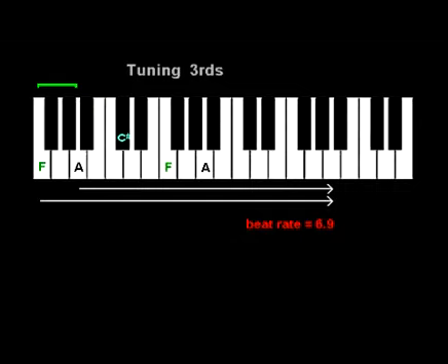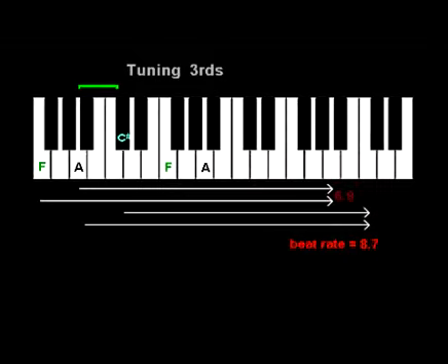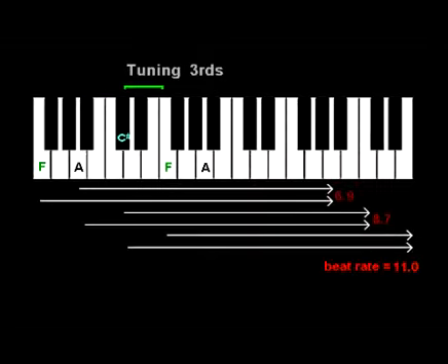As you go up the keyboard, since pitches get higher, so do the beat rates. One of the tools that a tuner uses is what's called the ladder of thirds, where each successive beat rate is faster. So when you tune the F to the A, and then the A to the C sharp, and then C sharp to the F, and that F to the A again, you have 4 of these thirds. Each successive one beats a little bit faster than the one below it.